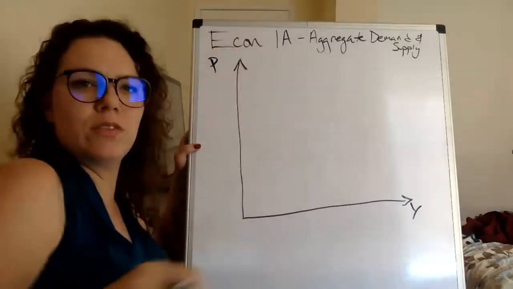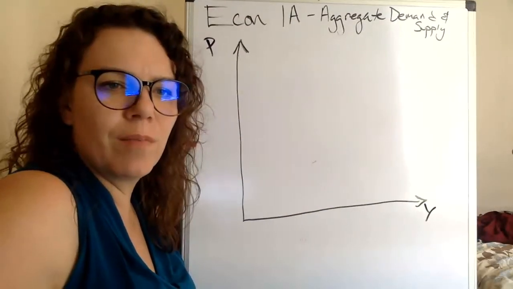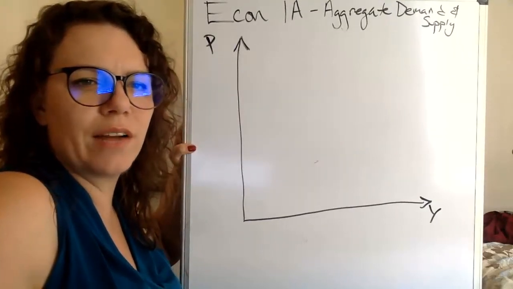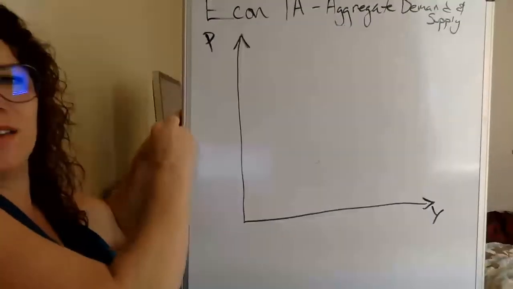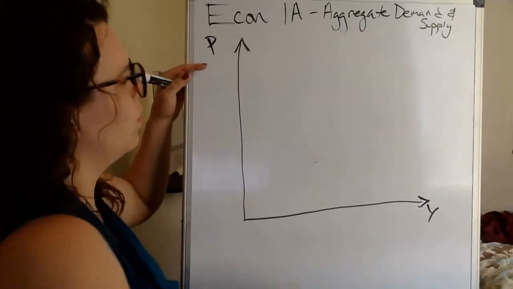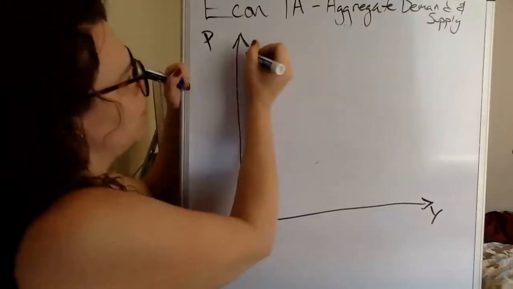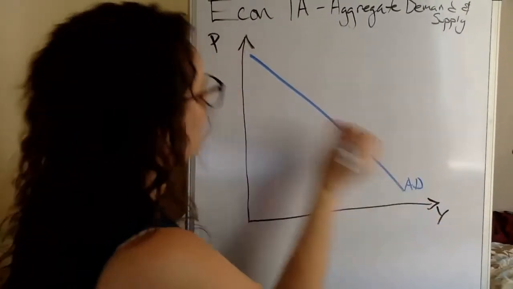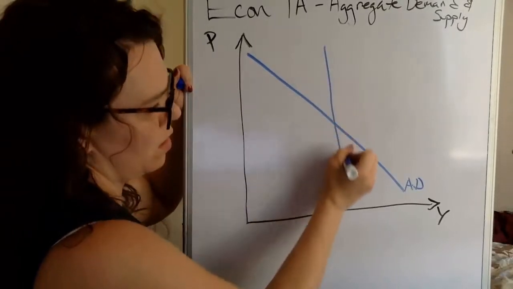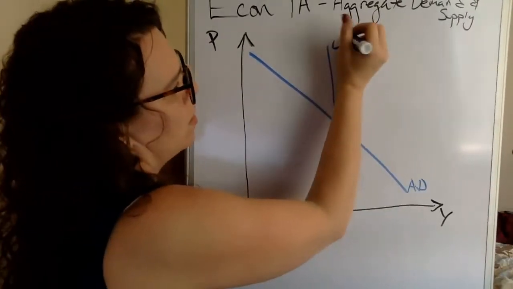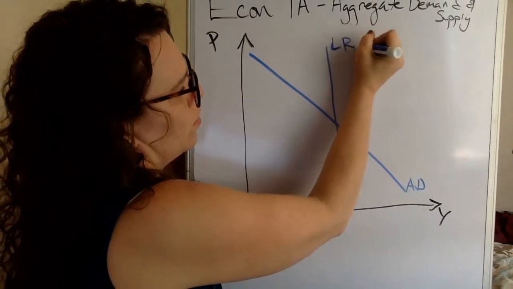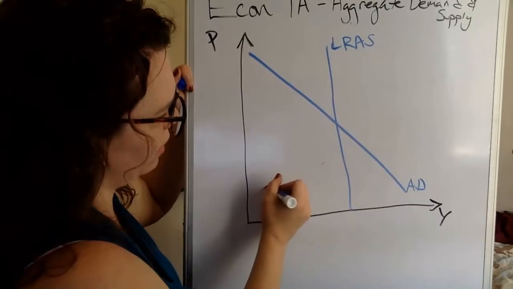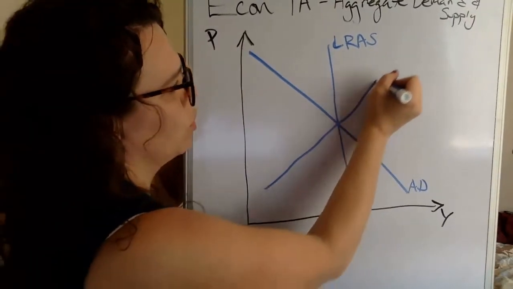So we've got our price level, we've got our GDP, and we've got our long-run and short-run aggregate supply curves. Here's our downward sloping aggregate demand, and here's our long-run aggregate supply. And then short-run aggregate supply is going to be upward sloping.